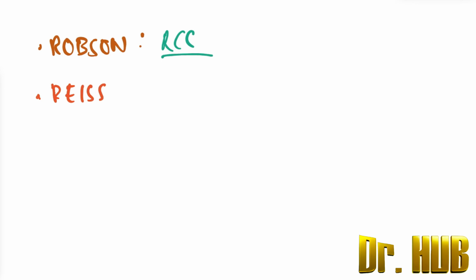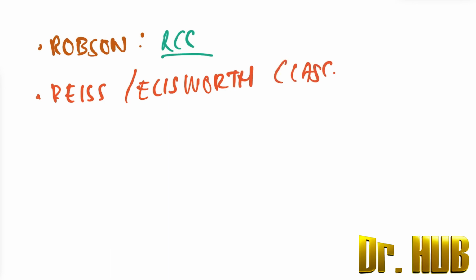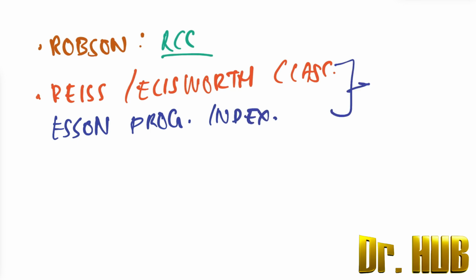Then is the Reese or Ellsworth classification and the Essen prognostic index. So they are nothing but for retinoblastoma. Let's repeat, it's the Reese-Ellsworth classification as well as the Essen prognostic index. Robson was for the renal cell carcinoma.